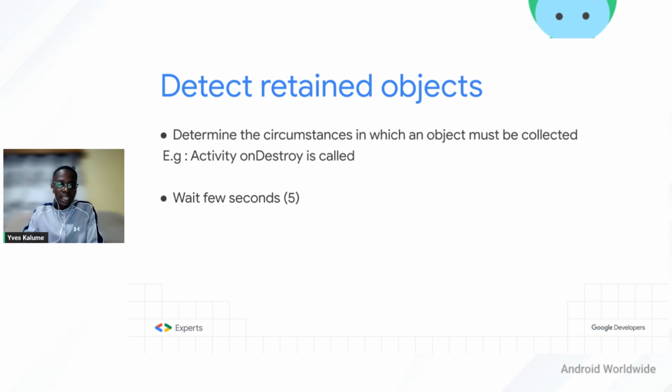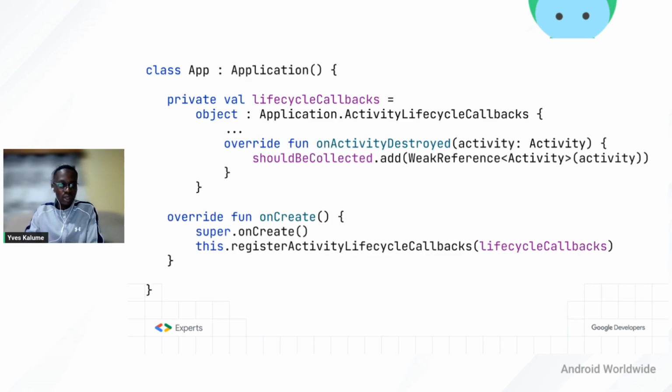So LeakCanary tries to hook activity and fragment lifecycles, and when onDestroy is called, it keeps a reference to this object and waits a few seconds in order to make sure that garbage collection has happened. And if this activity hasn't been garbage collected, we can say that the activity may be retained or is potentially leaking.